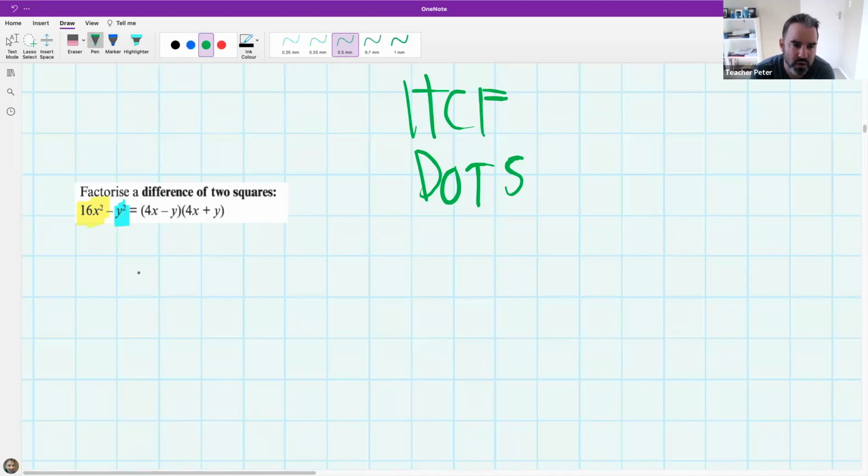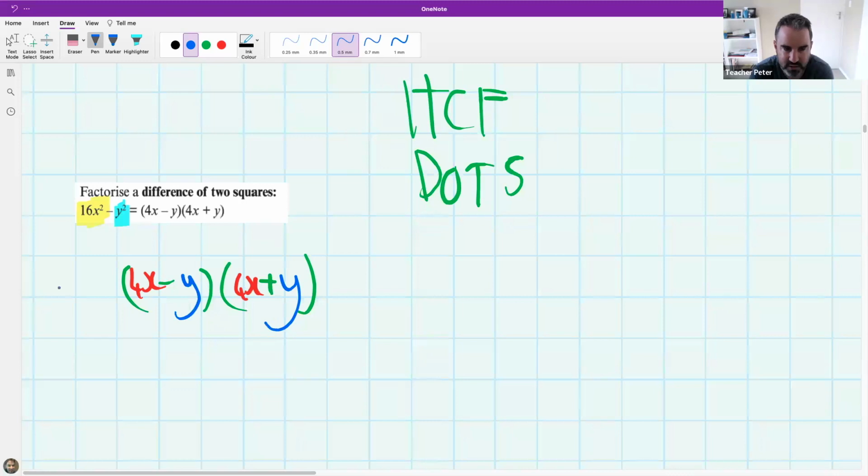And what we do is we write 2 brackets. And then we're going to have a minus and a plus. And we write down the square root of the first square. So the first square root there will be 4x and 4x. And then we say, what is the square root of the second square? In this case, it would be y. And we get that. And that's called difference of 2 squares. But to shorten it, we just call it dots. So we use dots to factorize that expression.